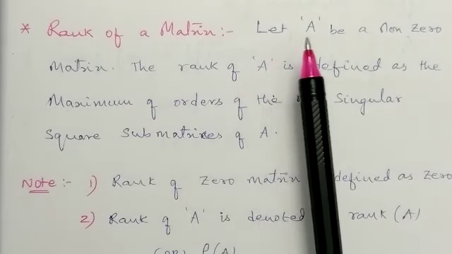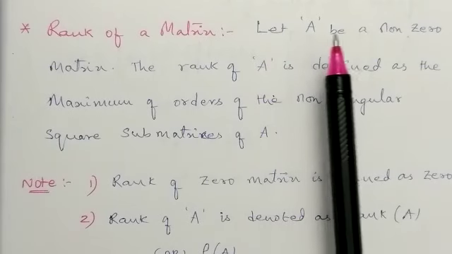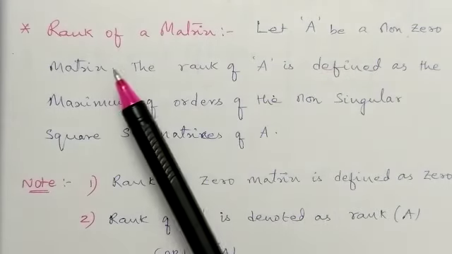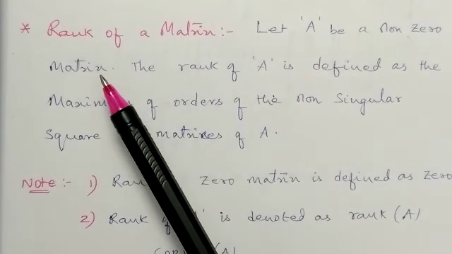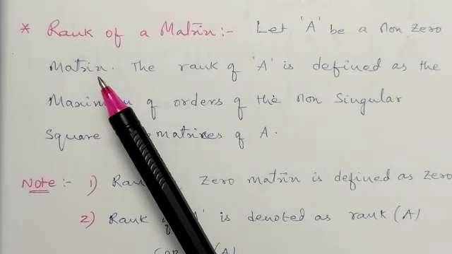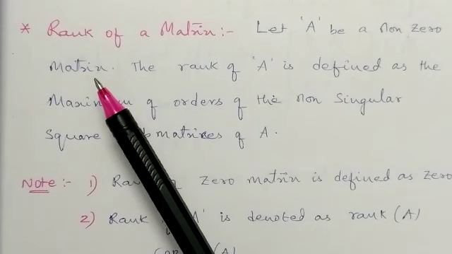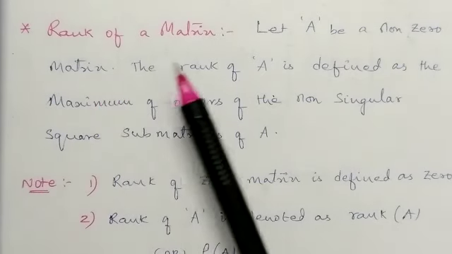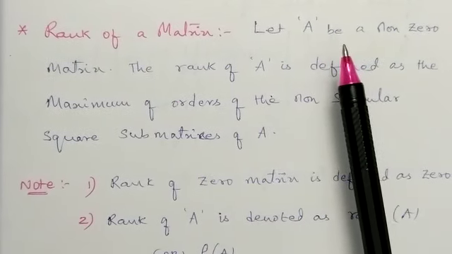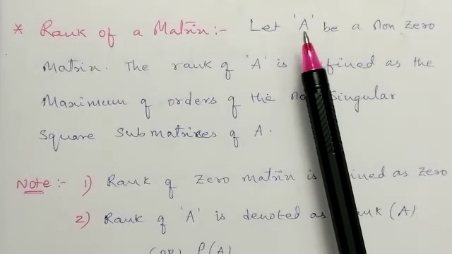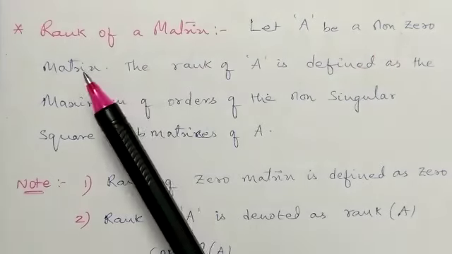Let matrix A be a non-zero matrix. Non-zero means the matrix contains at least one non-zero element. If all the elements are zero, that matrix is called zero matrix. Now we are discussing about a non-zero matrix.